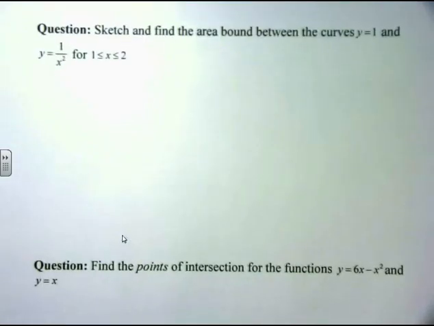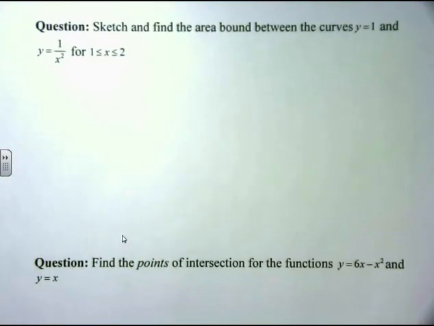Let's take a look at some of the problems I've set up for you that should mimic something on your quizzes. Question: sketch and find the area between the curves bounded by y equals 1 and y equals 1 over x squared, for 1 is less than or equal to x, less than or equal to 2.